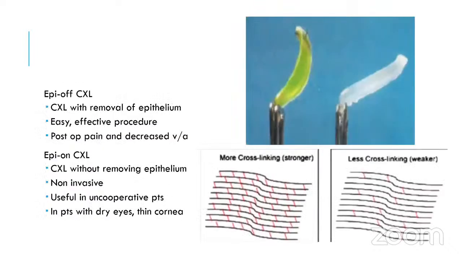Then epithelium-off CXL is when it is done with removal of epithelium. It is an easy, effective procedure, and post-op pain and decreased visual acuity can be seen. In epithelium-on CXL, CXL is done without removing the epithelium. It is non-invasive. It is useful in uncooperative patients and in patients with dry eye and thin cornea. The image shows the strengthening because of the cross-linking.